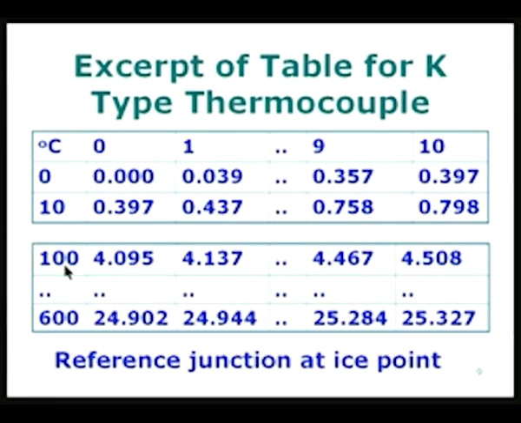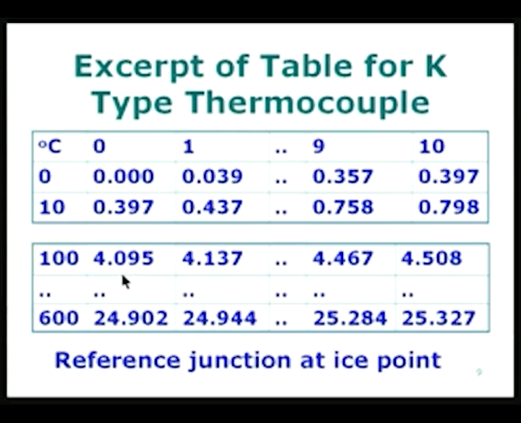So, 0.397 goes up to 0.798, and there is a gap here, there are many more entries. Then I have taken 100 degrees, you get about 4.095 or about 4.1 millivolts, which is what you expect from a K type thermocouple when the temperature difference between the two junctions is the same as the steam point minus the ice point. 100 degrees is the steam point at 1 atmospheric pressure and 0 degrees is the ice point. The difference between these two is 100 degrees, you get about 4.1 millivolts.